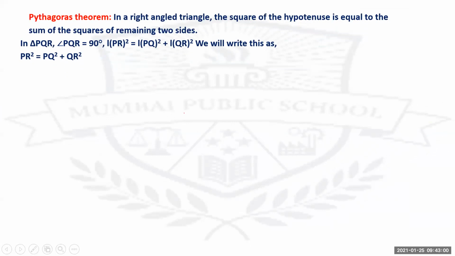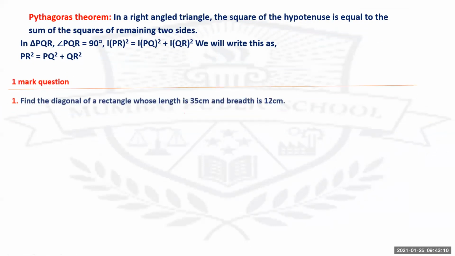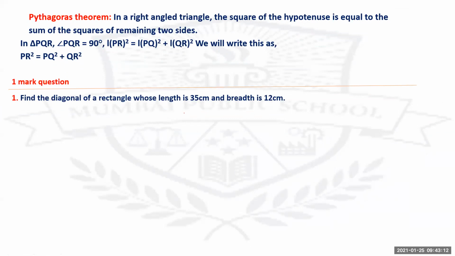The next important concept here. The chapter's name is Pythagoras Theorem. Everybody knows what Pythagoras Theorem is. So, a 1-mark question: Find the diagonal of the rectangle whose length is 35 centimeters and breadth is 12. This kind of question you'll get for 1 mark.